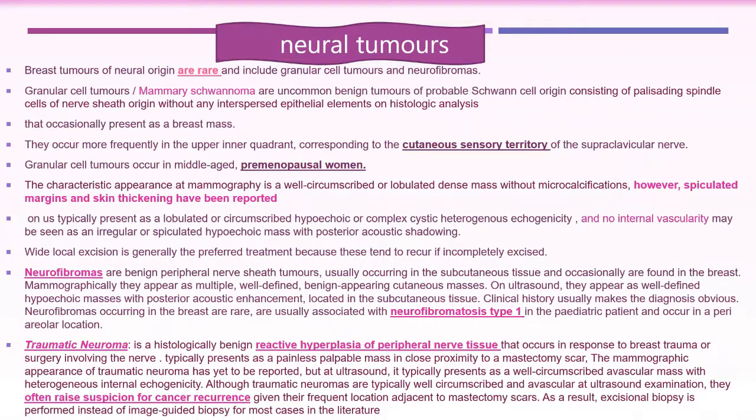This traumatic neuroma, you see, is a reactive hyperplasia of peripheral nerve following injury, and is usually associated with a post-surgical scar. It often raises the suspicion of recurrence, especially post wide local excision or even post-mastectomy. So we have to think about it in the differential diagnosis of lesions at scar sites.